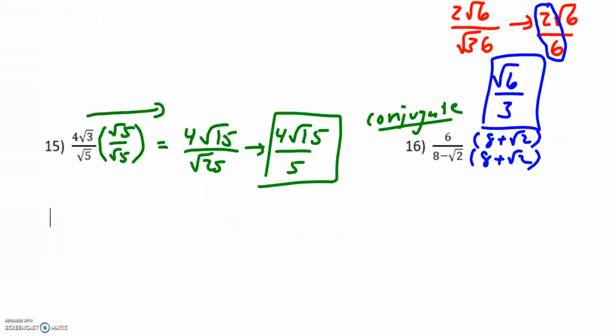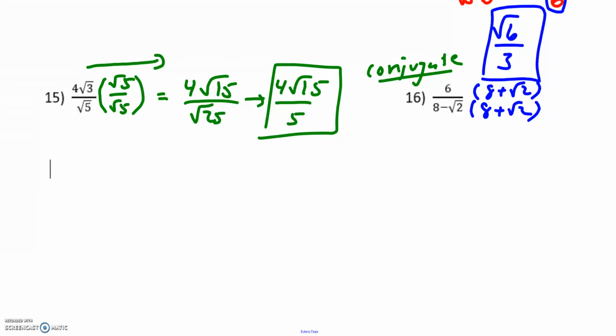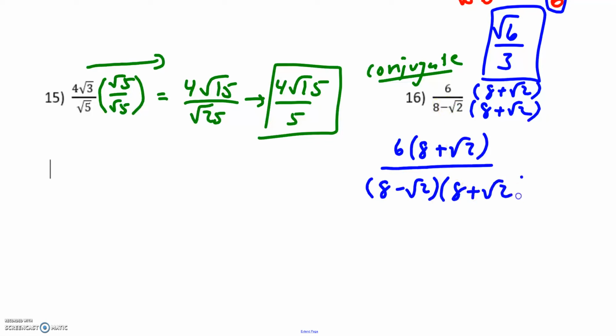This is a problem that does take a little bit of time, because in the numerator, I would have to distribute. So let me first rewrite the problem a little bit more neatly. I have 6 times 8 plus root 2 in the numerator, and in the denominator, I have 8 minus root 2 and 8 plus root 2. So in the numerator, I would have to distribute. So I would get 48 plus 6 root 2. I'm allowed to multiply these, but the 6 and root 2 are not like terms, so they have to stay separate.